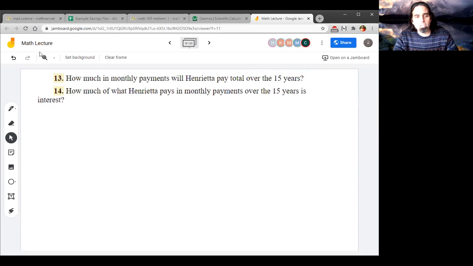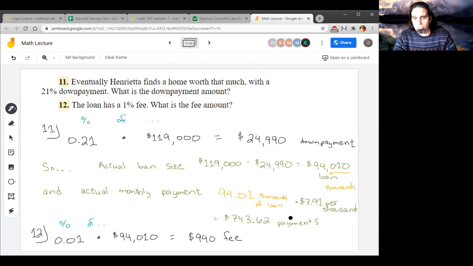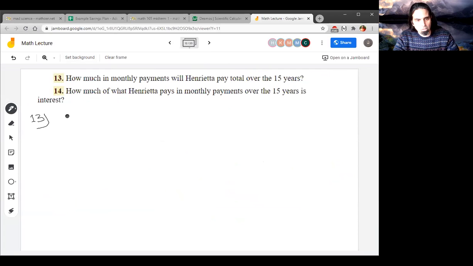These are ones you haven't seen before unless you were at the study session. How much will she pay over 15 years? If you haven't found the monthly payment amount before, you need to now. 743.62. And then we're going to multiply it by 15 years.